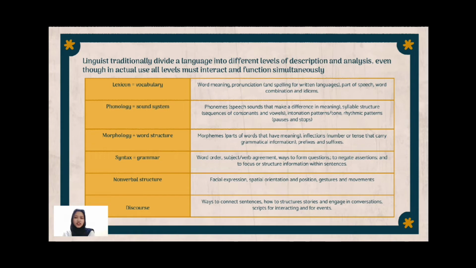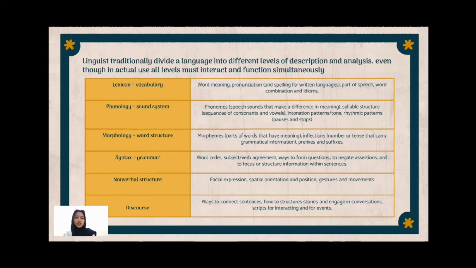Next, linguists traditionally divide a language into different levels for description and analysis. Even though in actual use all levels must interact and function simultaneously, the human accomplishment of learning language seems all the more remarkable when we consider even a simplified list of the areas of knowledge which every first language or second language learner must acquire at these different levels. As you can see on the table, there are lexicon or vocabulary, phonology or sound system, morphology or word structure, syntax or grammar, nonverbal structure, and discourse.